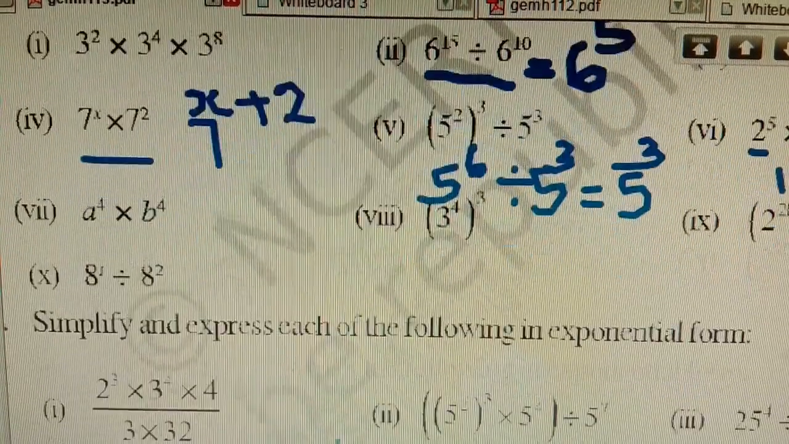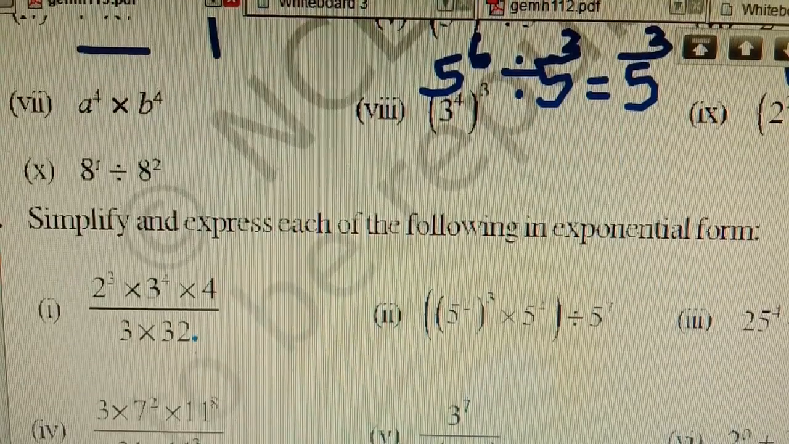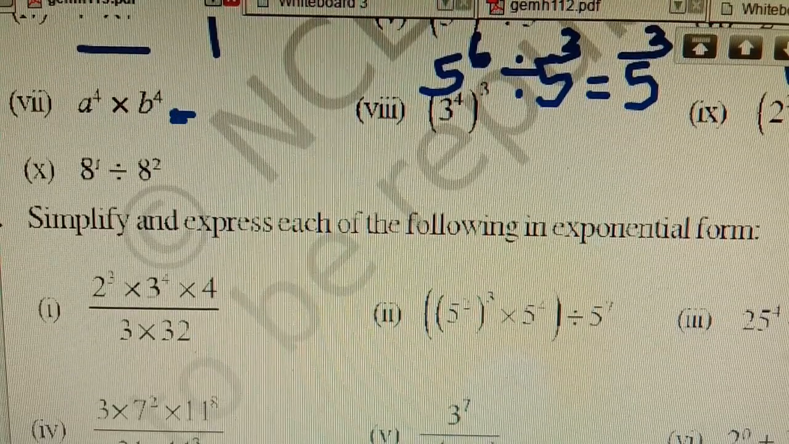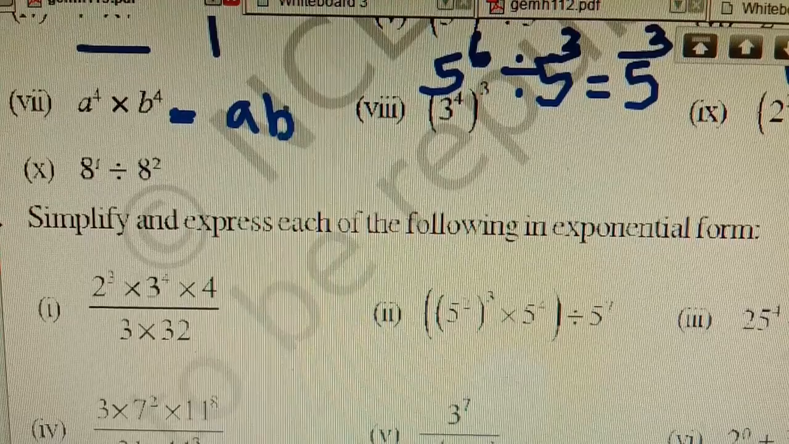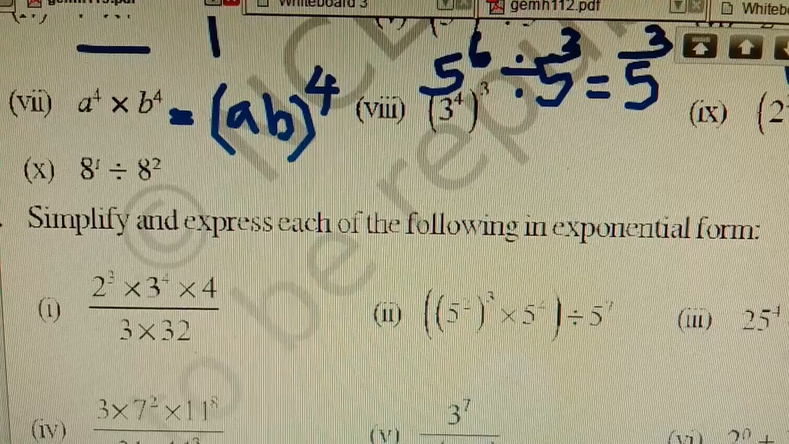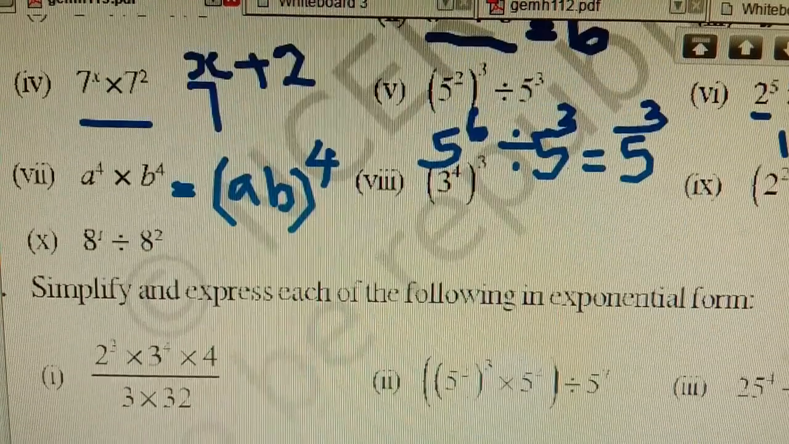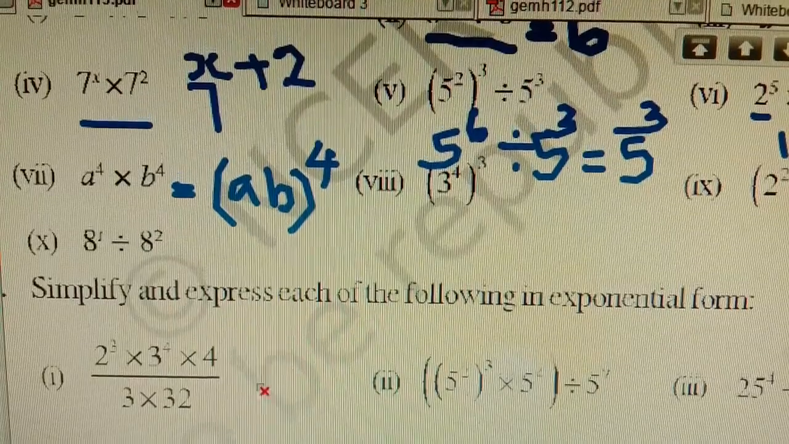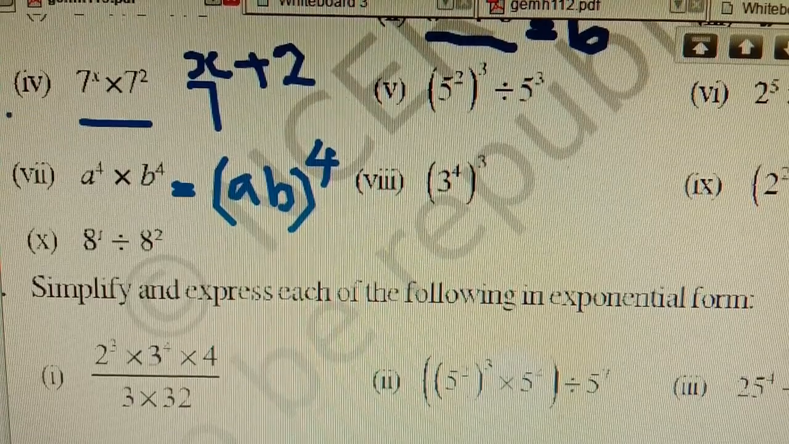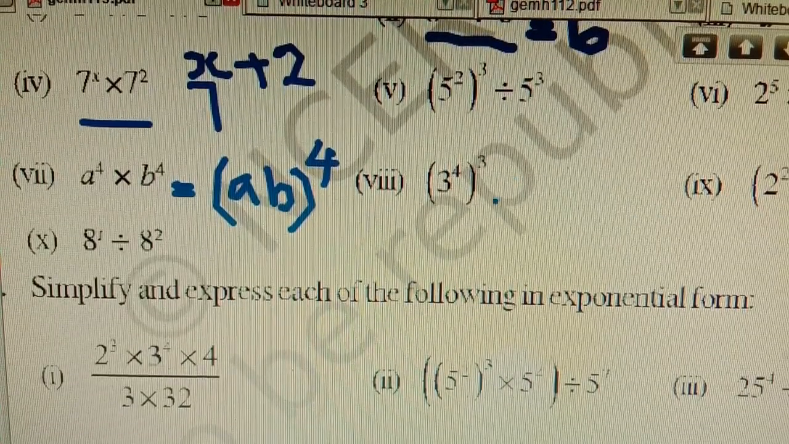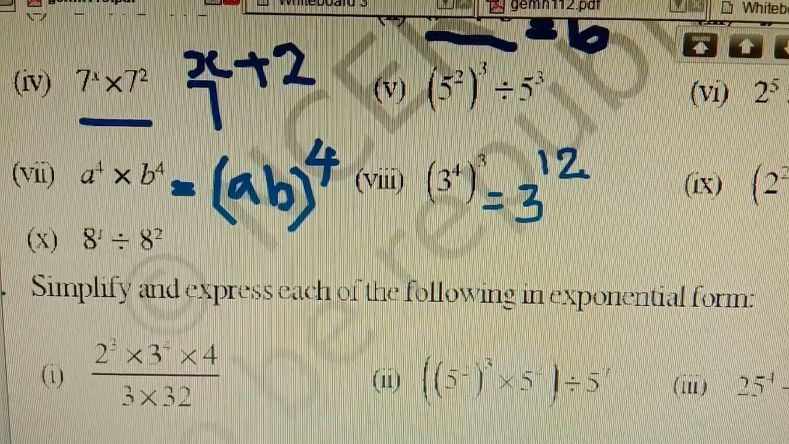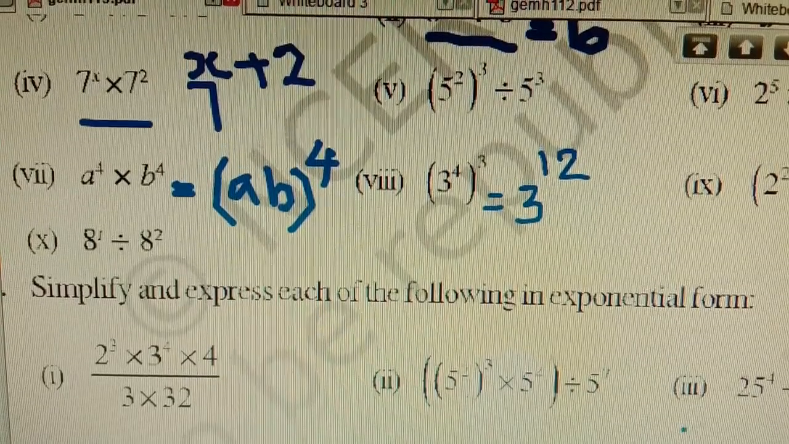Now the next question, a to the power of 4 into b to the power of 4. Here also the same way, powers are same. So ab whole to the power of 4 is the answer. Now next one, there is powers of power. So question is this way, 3 to the power of 4 whole to the power of 3. That is 3 to the power of 4 times 3, that is 3 to the power of 12. Powers of power, we multiply the values.